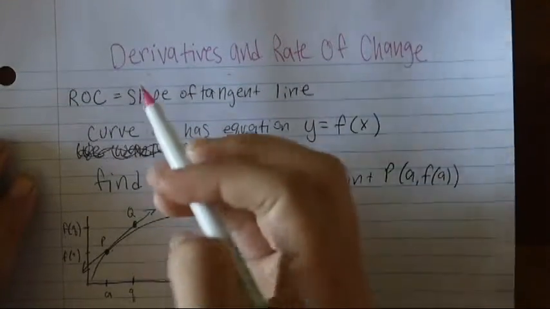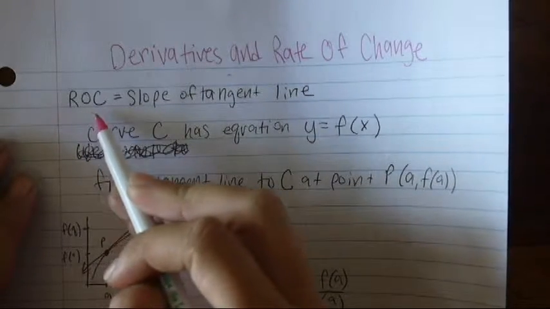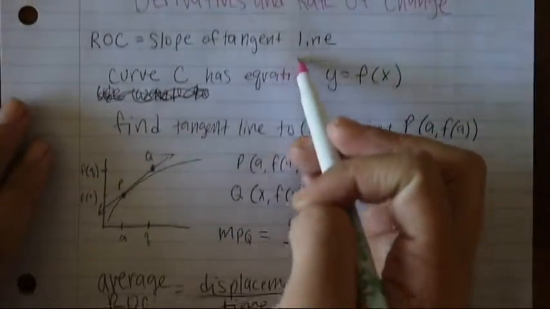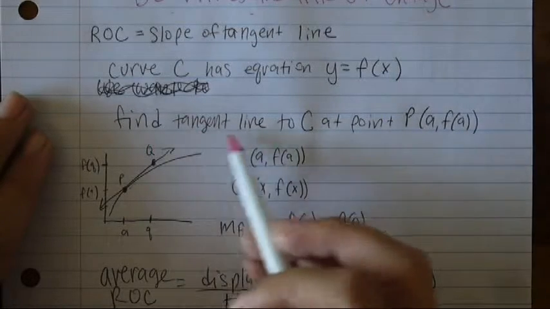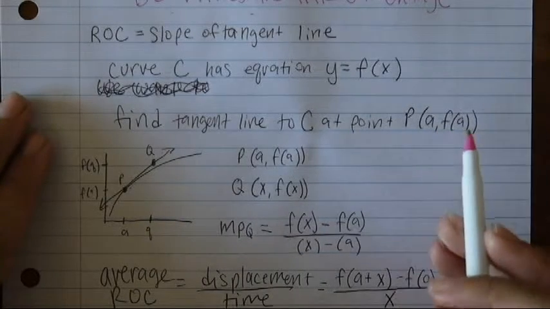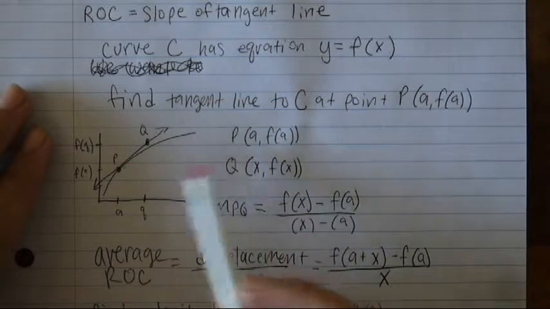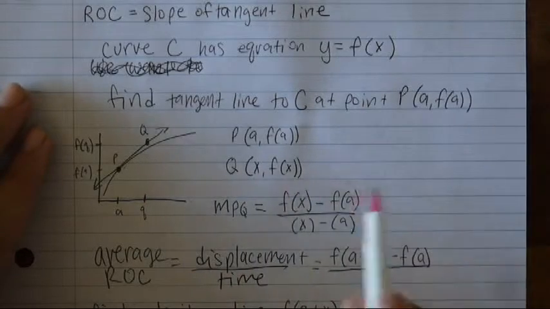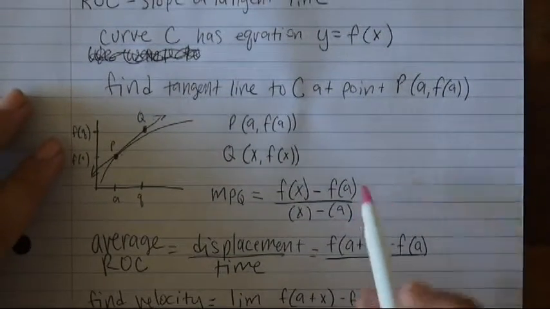Alright, so we're going to be going over a review of derivatives and rate of change. Finding the rate of change at a point is the same as finding the slope of the tangent line at that point. So let's say that we have curve C, which has the equation y equals f of x. To find the tangent line to C at point P, which is (a, f(a)), we first learned how to find this slope using a second point, which we say is Q, (x, f(x)), and we use the slope formula that we knew before.